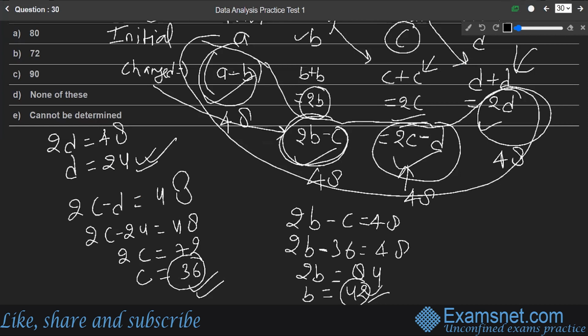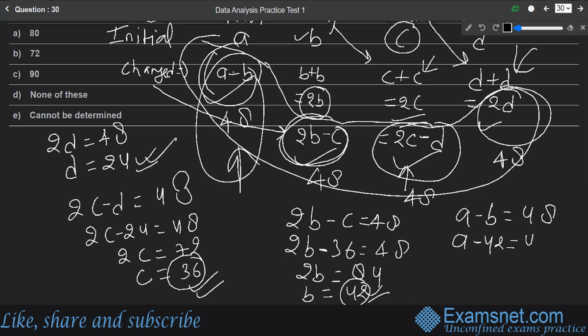Again, the last part, a minus b is also 48, where we know the b value now. So a minus 42 is also 48. So the a value will be simply 48 plus 42, that is 90.